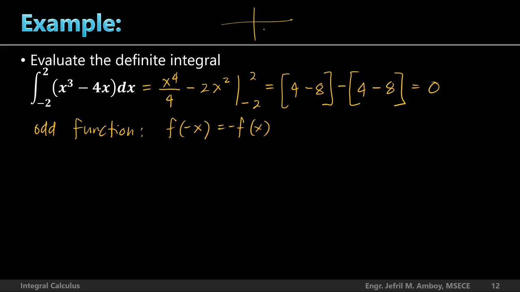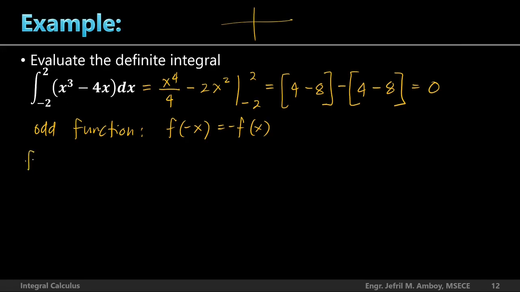So kung magkamukha yung graph, yung area nila parehas. Pero kung yung isa positive at yung isa negative, pag inadd mo yun, natural magsisiro yun. Kasi magka-cancel silang dalawa. That is the reason why ang nakuha nating definite integral ay 0. Again, that is the rule for odd functions. Okay, so bago tayo pumunta dun sa rule, i-prove muna natin na ito ay isang odd function.